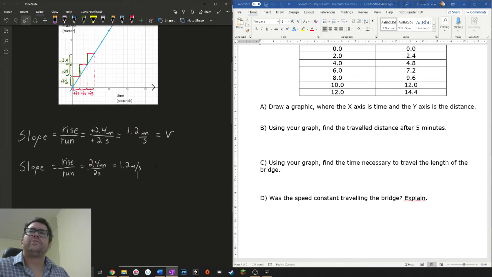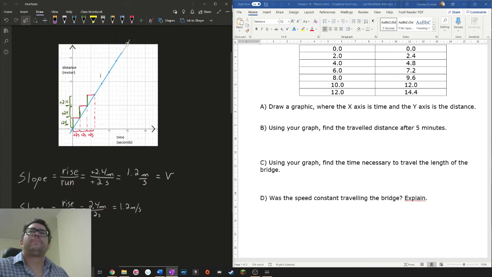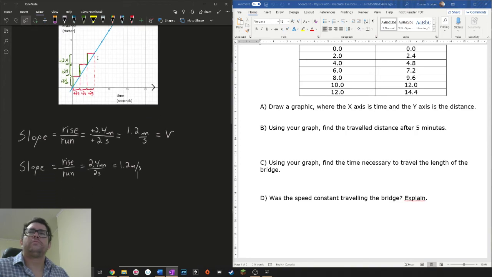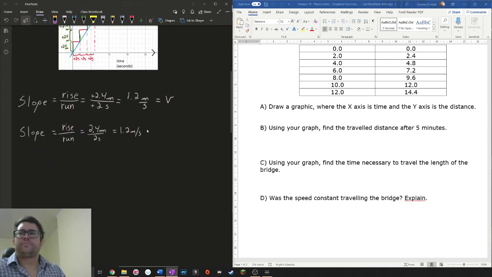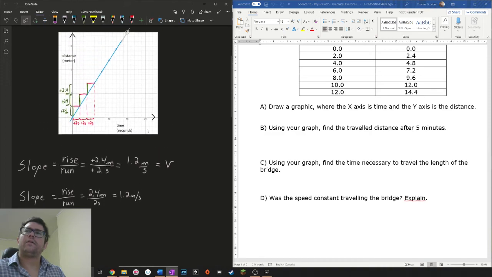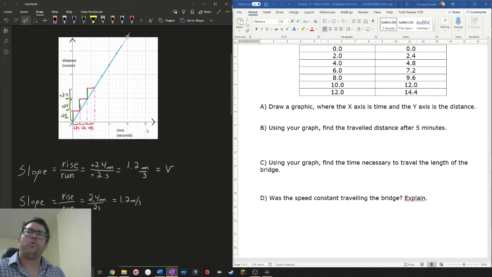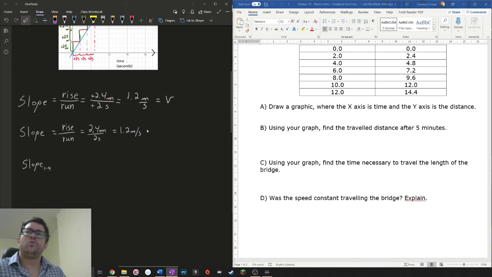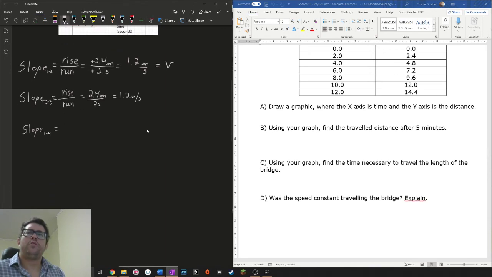Let's try something a little different. We're going to take the first point and the last point. I'm going to write slope 1 to 4, because it's 1, 2, 3, 4 points. So from point 1 to point 4. And this was basically slope 2 to 3. This was slope 1 to 2. So you can write like that so that you know what you were doing. Slope 1 to 4 is rise over run.